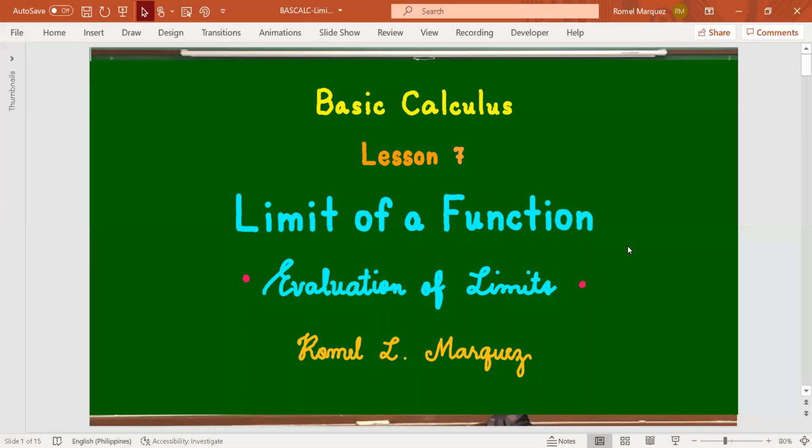So this is about limit of a function still, and our focus on evaluation of limits. Is that clear, guys?